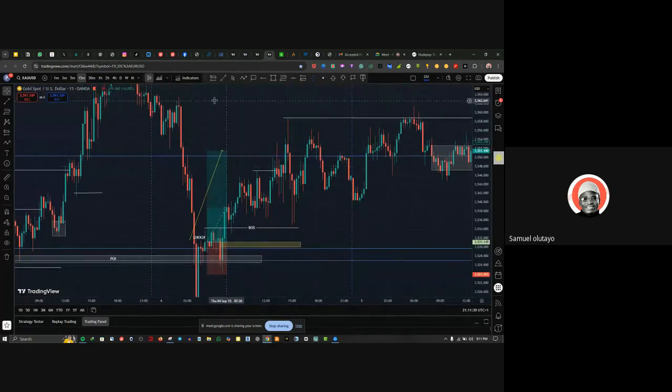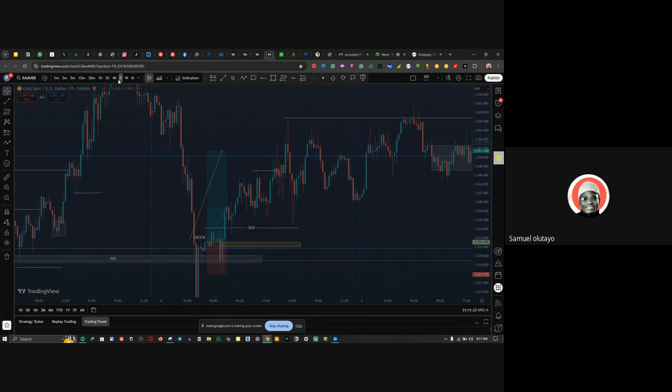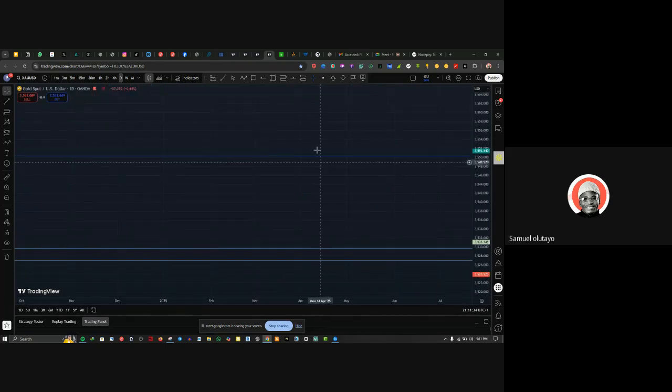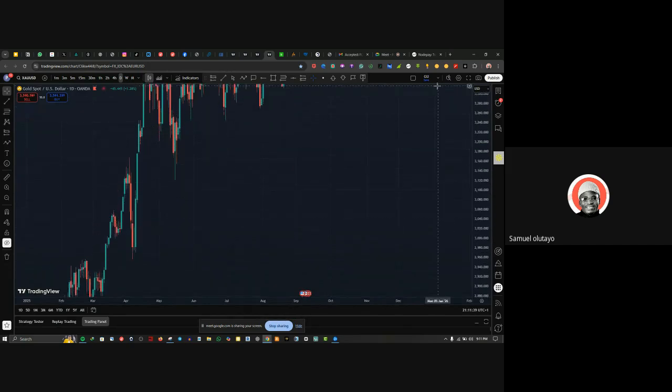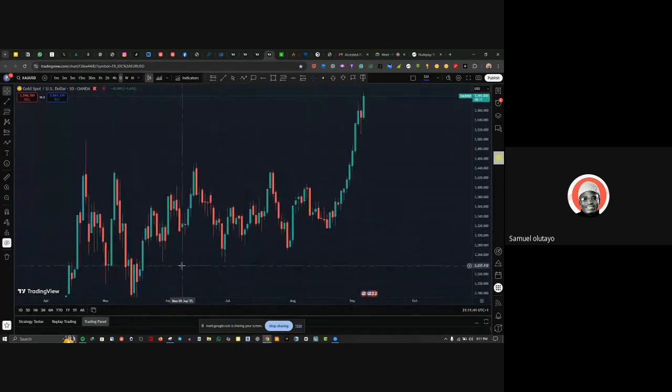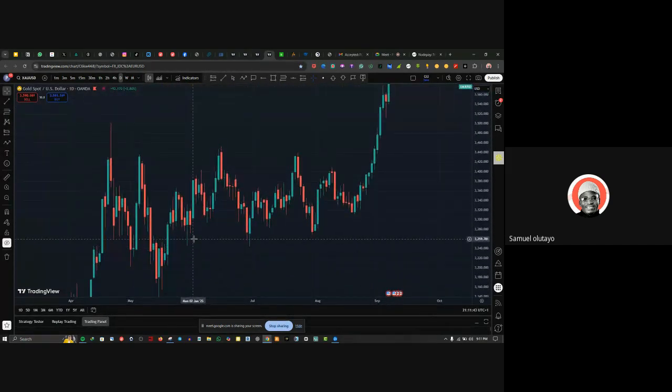This particular entry, I won't be able to see it on the daily time frame, because let me zoom into the daily time frame and show you again. I won't be able to see that particular entry on a daily time frame because everything is summarized. It takes 24 hours to form a candle. So imagine I want to take a trade in 24 hours.